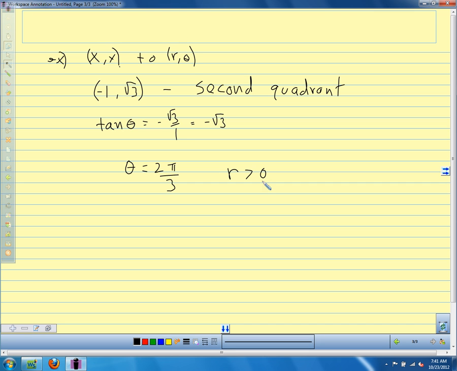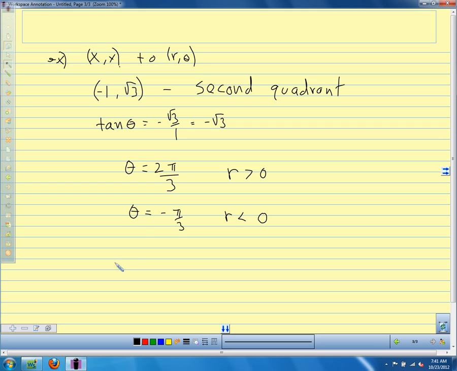If we wanted to use a negative r, then we could use a different angle. What angle could we use if we wanted to use a negative r? What is it, Lee? Negative pi thirds. So just pi units away. So theta equals negative pi thirds for r less than 0.